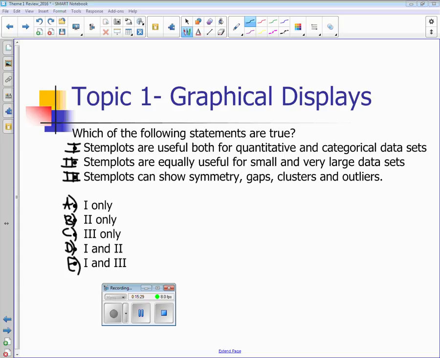I see only one fully correct answer. So let's go through each Roman numeral and highlight the issues. What is the issue with Roman numeral 1? Right, categorical. We know that's not true. So we're going to say that's our issue, so it's not Roman numeral 1. What's the issue with Roman numeral 2? Large data sets, right? That's not true either. Do stem plots show symmetry, gaps, clusters, and outliers? Yeah, so it does show those shapes. So the only correct answer would be C. Okay?